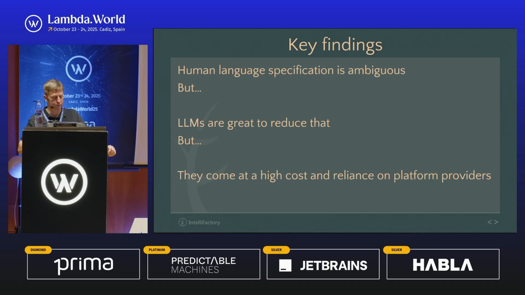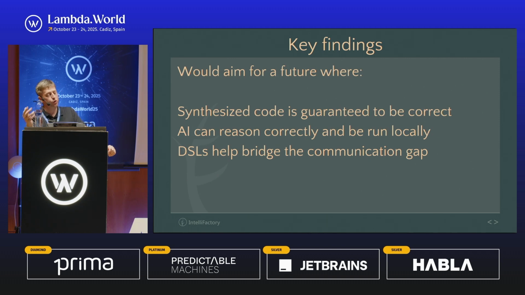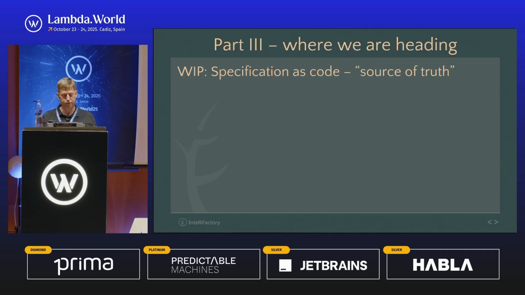So we need something that can be run locally. In the future, I would aim for something where I can have guarantees about the synthesized code. This is very important. To me, this suggests maybe a different technological angle for AI is needed, where we can have AI reason correctly and then preferably run locally. In the meantime, you have DSLs to help bridge the communication gap that may exist between the AI and ourselves.